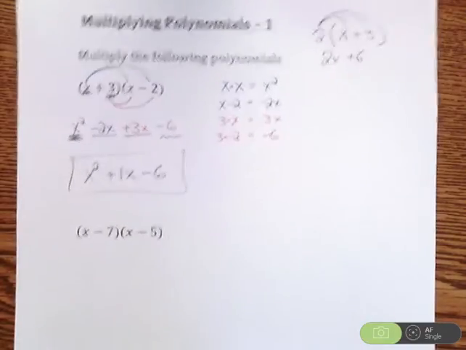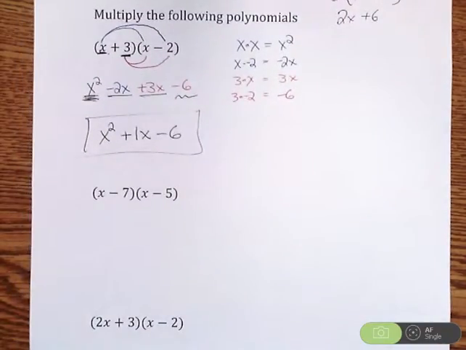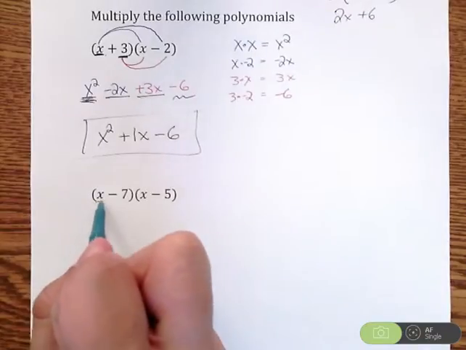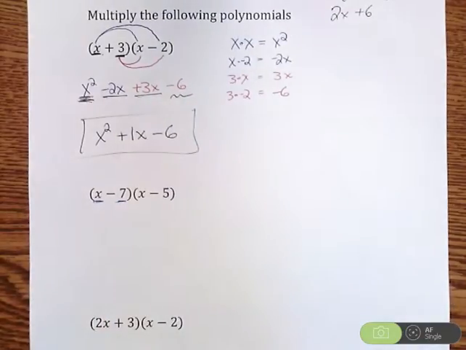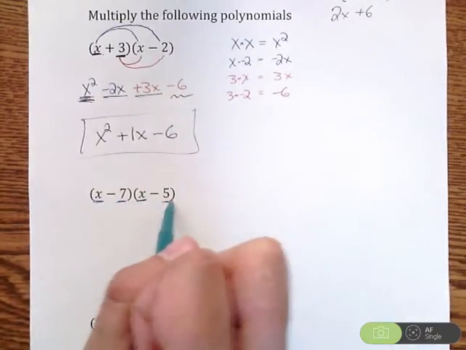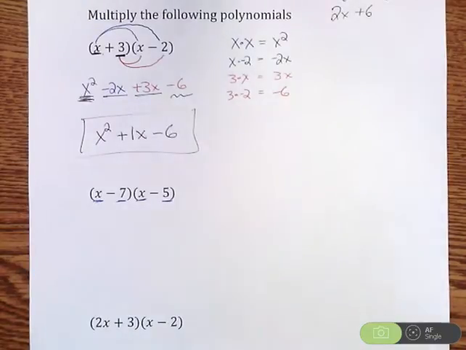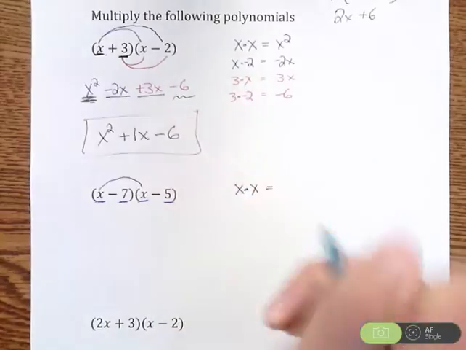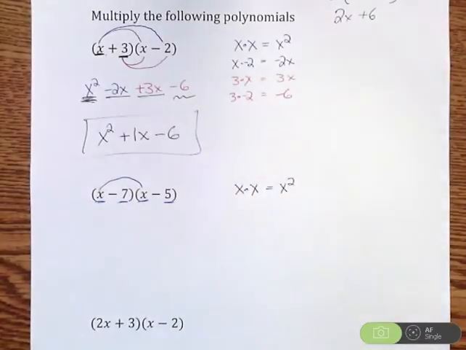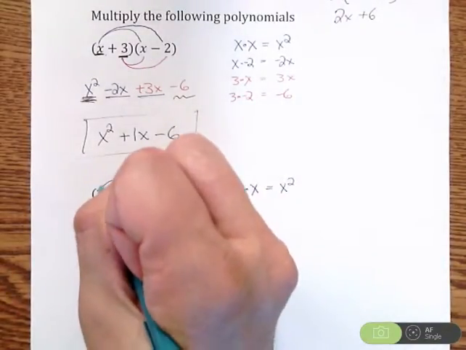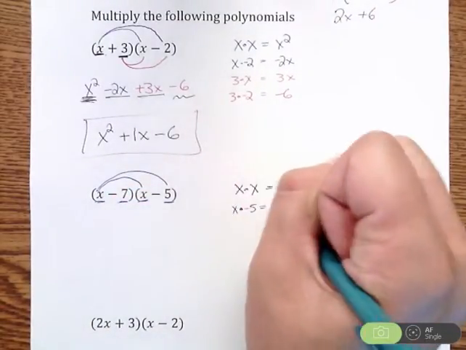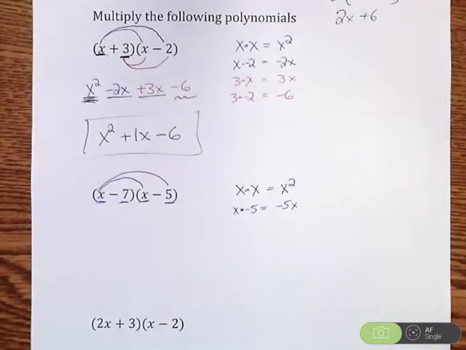So I'm going to show a few other examples with signs moved around, just so we can get used to this. Another example, x minus 7 times x minus 5. Again, I'm going to take each of these first two terms and multiply it by all the terms in our second parentheses. I'm going to start by taking x times x, which is x squared. Then I'm going to take x times negative 5. x times negative 5 is negative 5x.